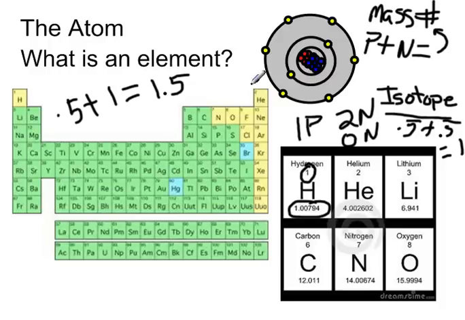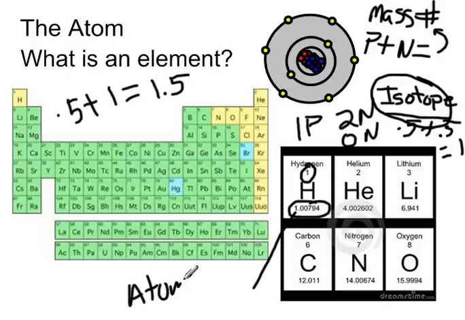Well, when you average all of the possible isotopes for an element, that gives you this number, which is actually called the atomic mass. Okay? So that number is an average of all the mass numbers of all the possible isotopes. Capiche? All right, good. We're almost done here.